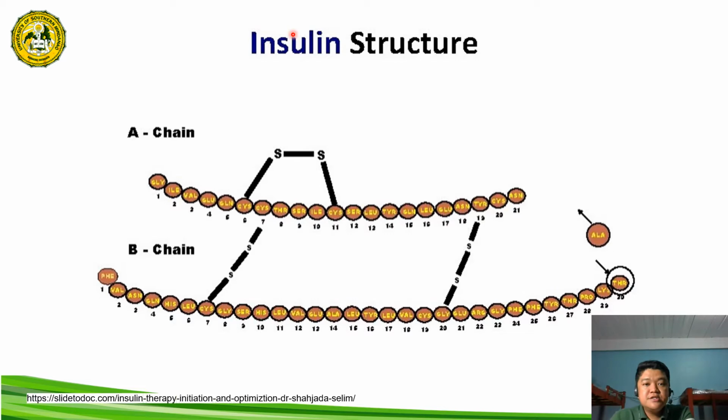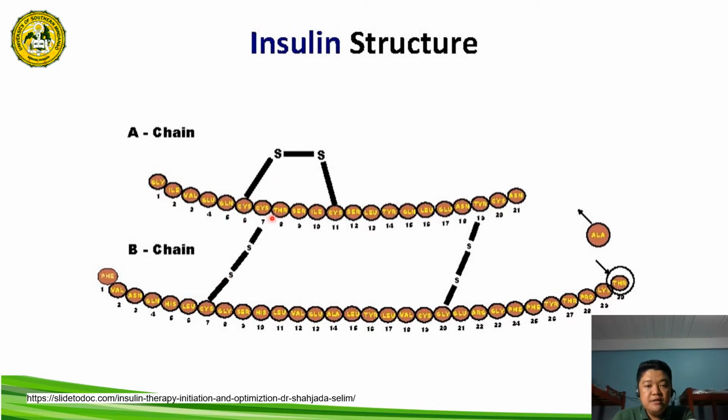We also have here another representation of the structure of insulin. So we have here the A chain and the B chain of insulin. These are polypeptide chains that are connected through peptide bonds, and the two chains are connected by way of disulfide bonds.